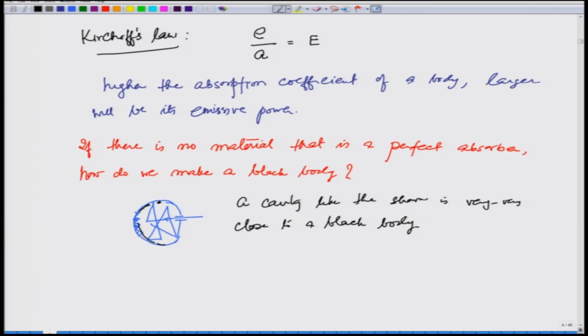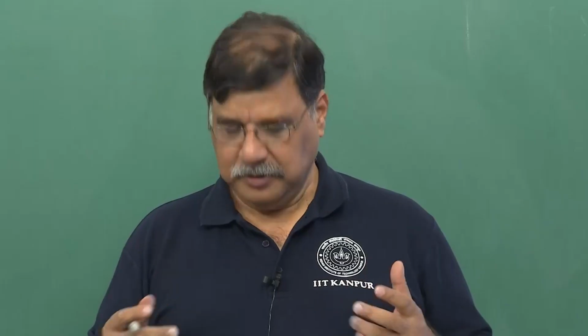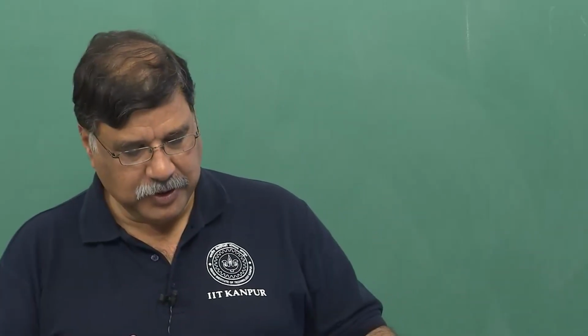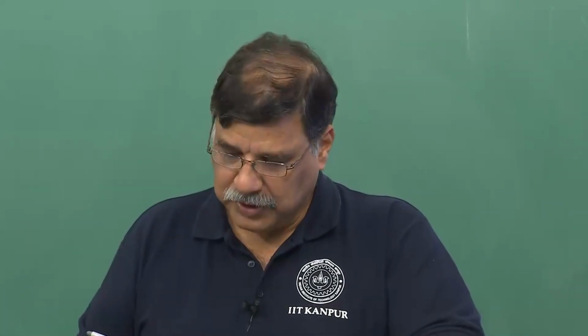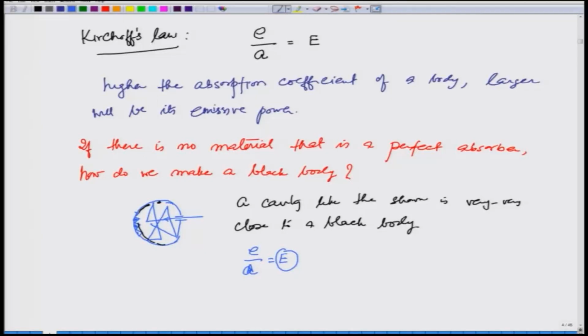Now, you may ask, why are we interested in black body radiation? For that, I will again go back to Kirchhoff's law, which says that E over A is equal to capital E. Therefore, this E on the right hand side is like a universal quantity. So, if we study it, we can make statements about it in a universal way. So, a cavity like the one that I have shown is something which is very close to a black body, or roughly a black body.